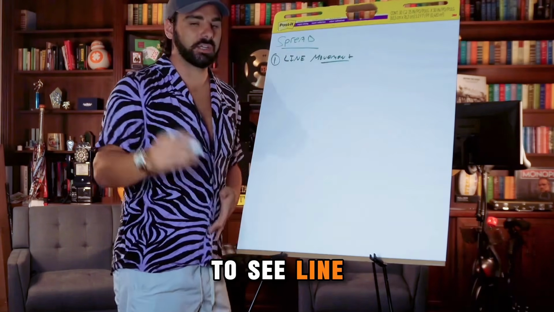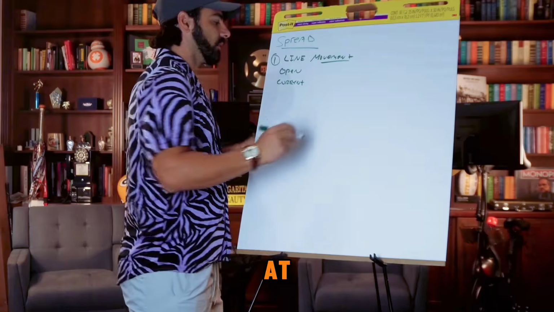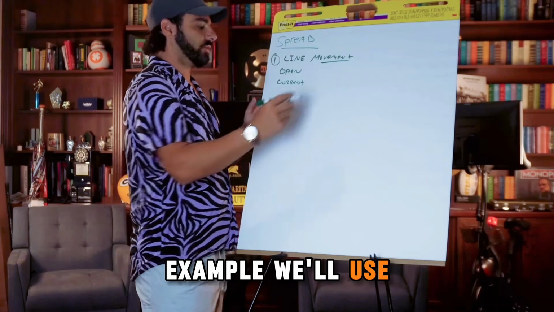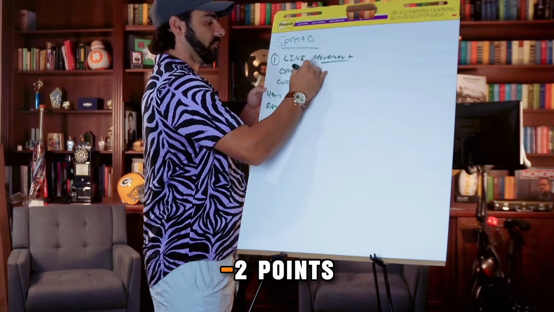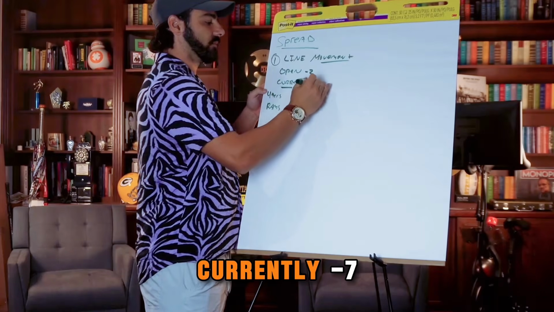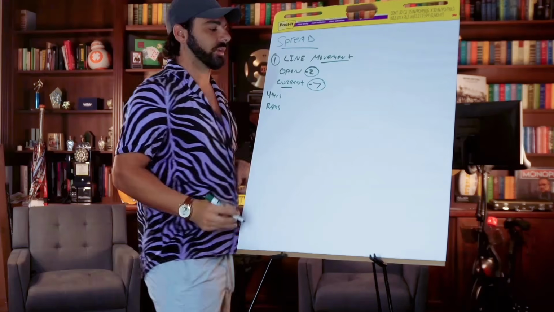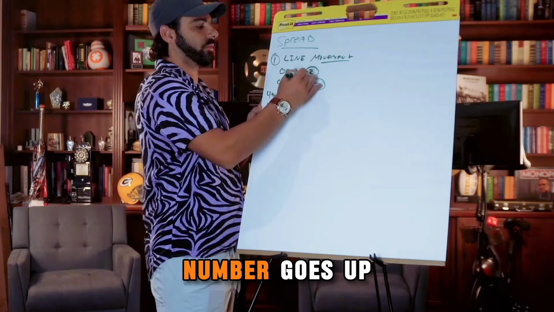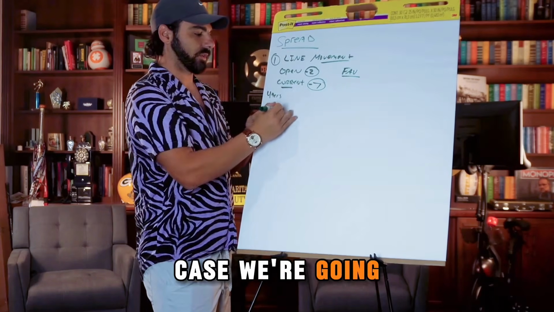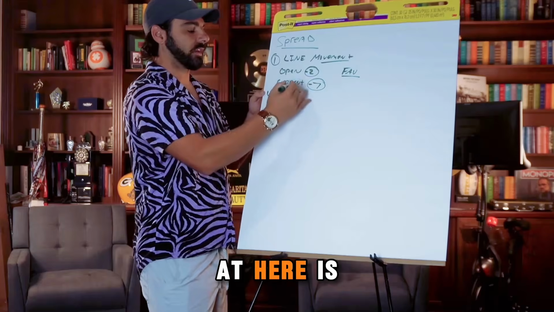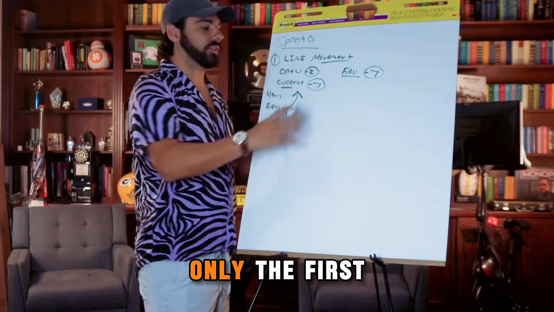Okay, you want to see line movement from opening to current. Now, to give a couple examples, this is what you want to look at. Let's say, for example, we'll use the 49ers and the Rams. Let's say that the Rams opened up at -2 points, but now they're currently -7. That is something that you want to look at, because we have a shift there of 5 points from opening to current. So when the number goes up from opening, that means you are looking at the favorite. In this case, we're going to say the Rams are the favorite. So what you would be looking at here is the Rams right now minus that 7 points. Now this is only the first step.